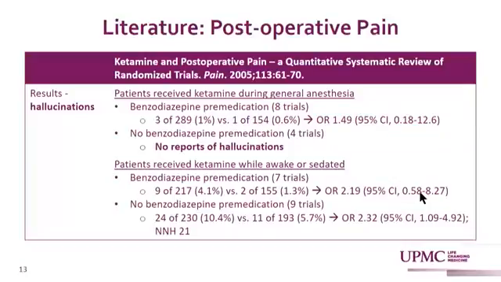So if you look at the first group of patients, even though they didn't get the benzodiazepine pre-medication, they didn't have reports of hallucinations. If you look at the second group of patients, whether they got the pre-medication or not, they all were associated with hallucinations. And more importantly, in the second group, among patients who did not get benzodiazepine pre-medication, the number needed to harm at the time was 21.